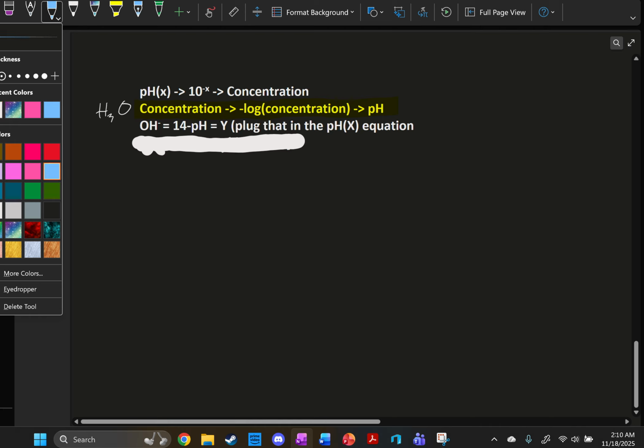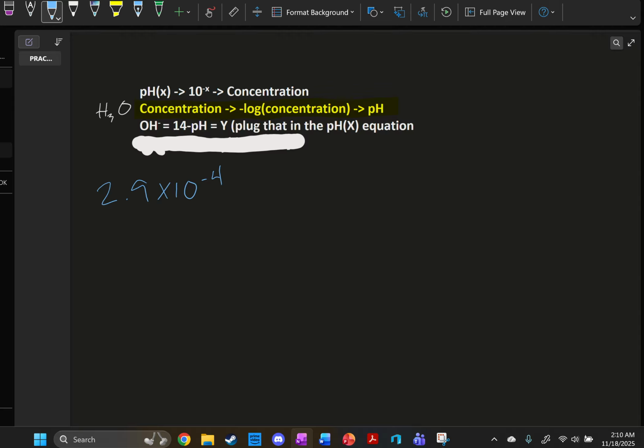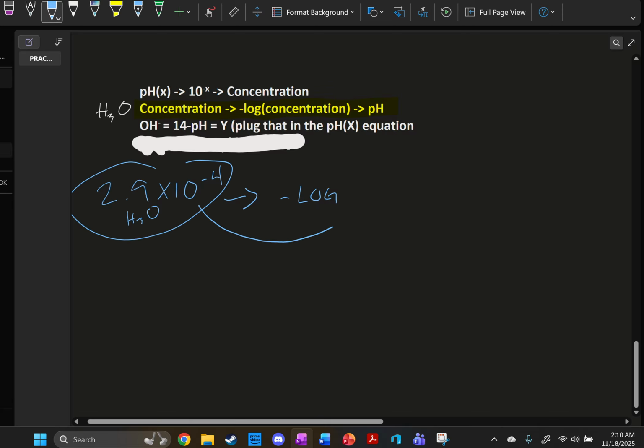So let's do that blue again, that's nice. So let's say we're given 2.9 times 10 to the negative 4. And this is the concentration of hydronium. So then we're going to plug it into the negative log. We're going to take this whole thing, shove it into here, and then it will spit out our pH.